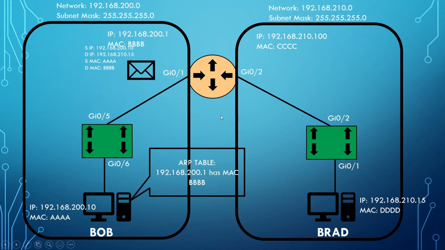And of course, like we have seen in the previous video, the router is then going to de-encapsulate. So essentially, okay, I can see that this piece of data was meant for me. Let me look at it further. Okay, this email that Bob sent wasn't actually meant for me. This email was actually meant for Brad, but Bob wants to use me to reach Brad.